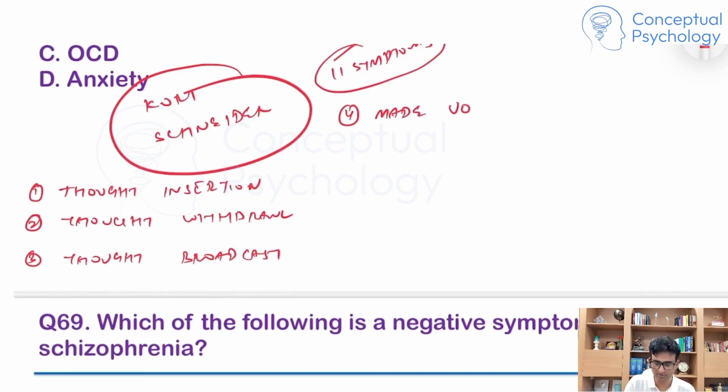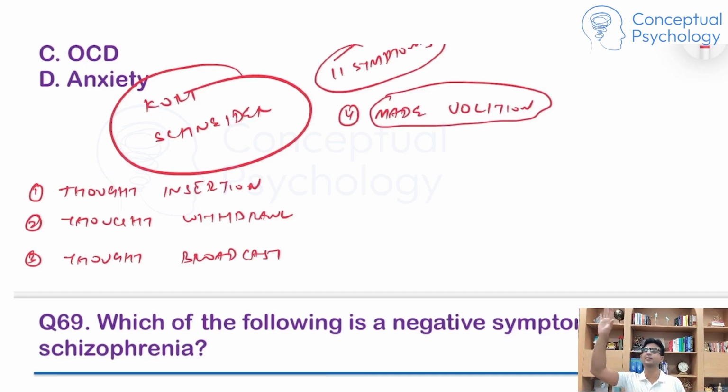Then three made phenomena. First, made volition. What is the meaning of volition? It is the term used for action. The patient says some action is being forced on me. I had a patient who would suddenly stand on his bed and try to put his hand in the moving fan. When asked what he was doing, he would say, Doctor, I'm not doing anything, my body is moving automatically, I am being controlled by somebody. So this is made volition.